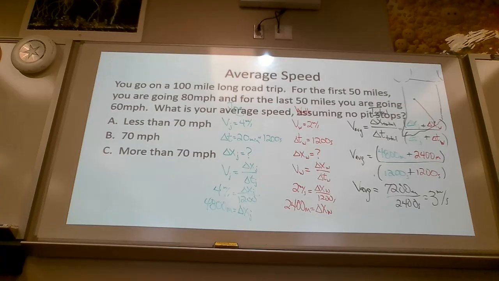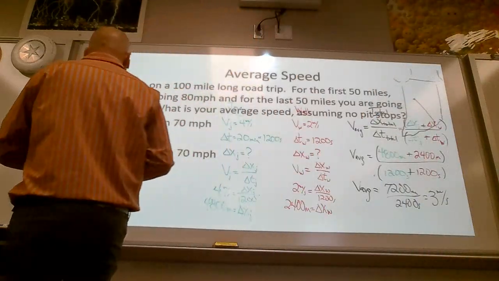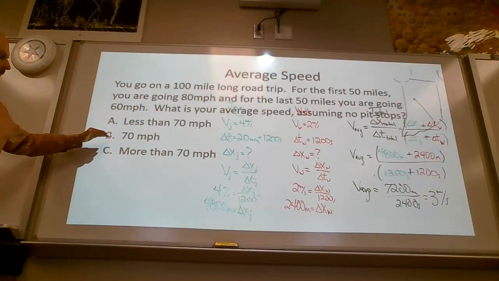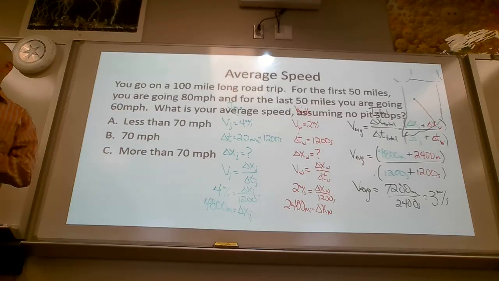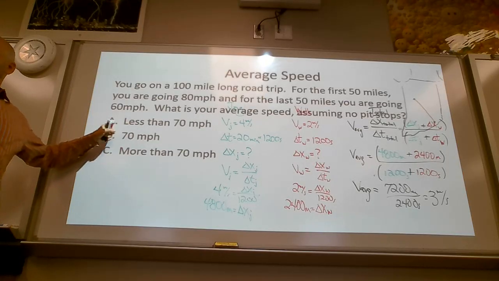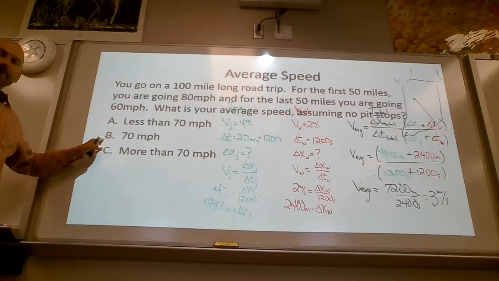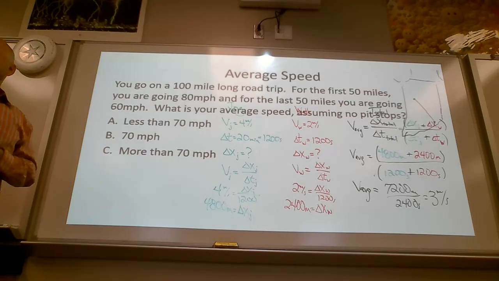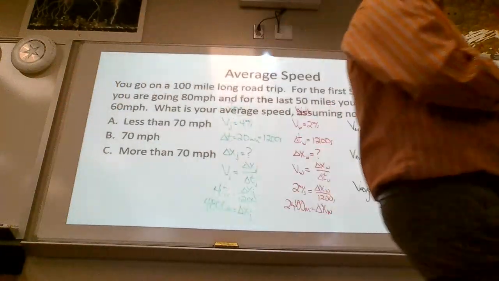Okay, popular answers are A, less than 70, B, equal to 70. How many people say A, less than 70? How many people say B? Okay. You're all wrong. All right, correct answer is A.